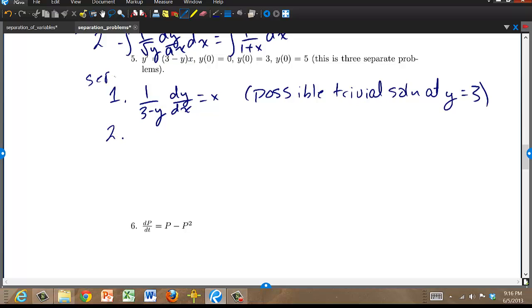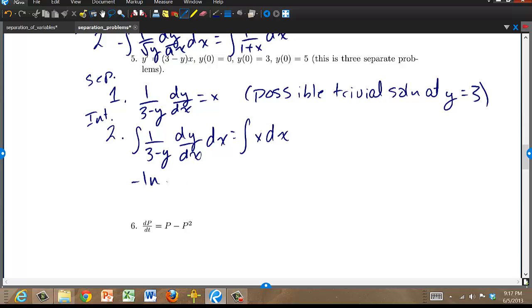So that's separate, integrate. The integral of 1 over 3 minus y dy should be the integral of x dx. And if I integrate the left-hand side, be careful, you get negative natural log of 3 minus y. And on the right-hand side, you get x squared over 2 plus a constant.